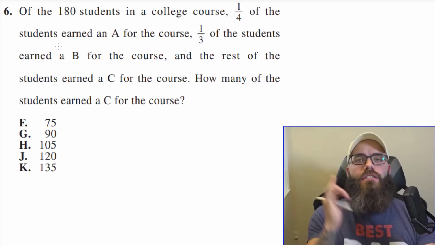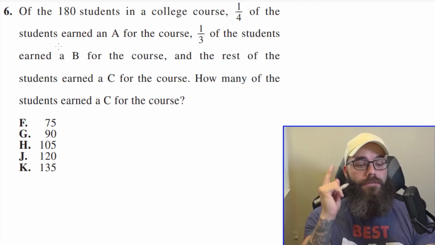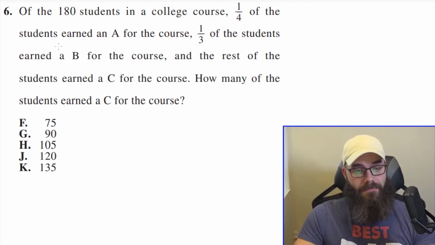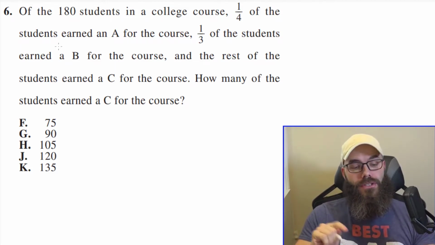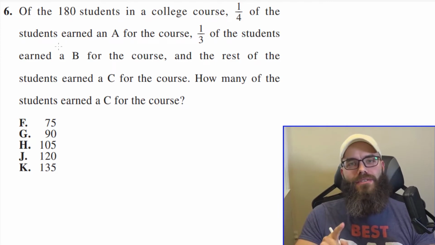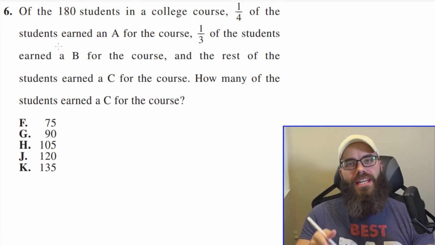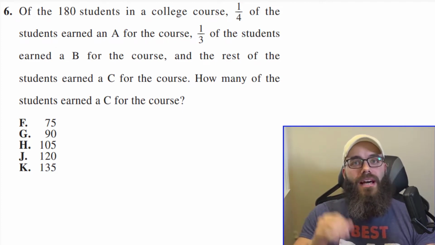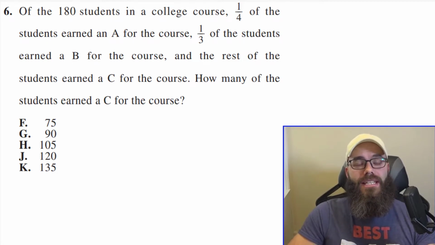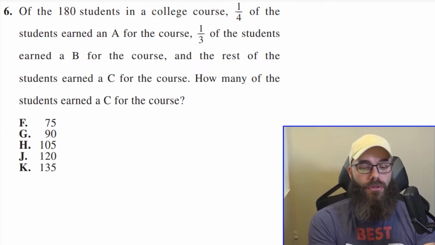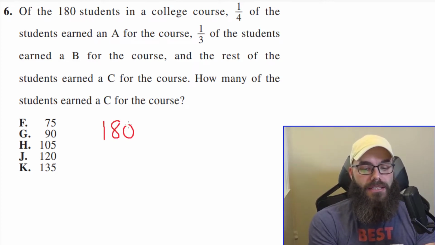Problem number 6. Of 180 students in the college course, 1/4 of the students earned an A, 1/3 of the students earned a B, and the rest of the students earned a C. How many students earned a C? There's a few different ways of doing this. I believe the quickest way is finding out what 1/4 of 180 is, and you do that very simply by taking 180 and multiplying it by 1/4. So 180 times 1/4 equals what?